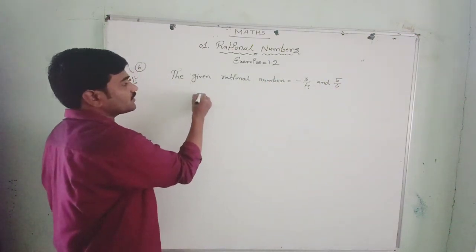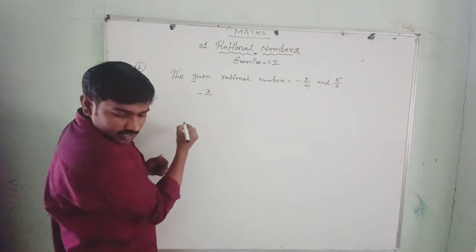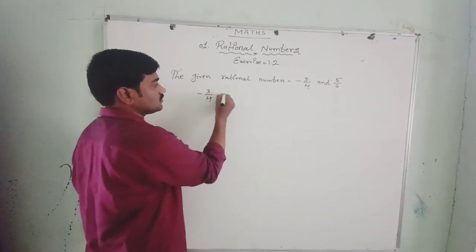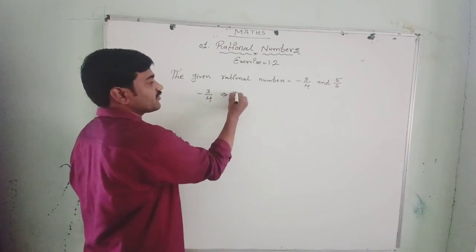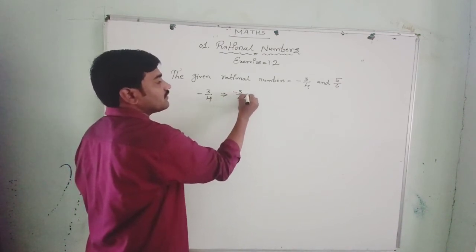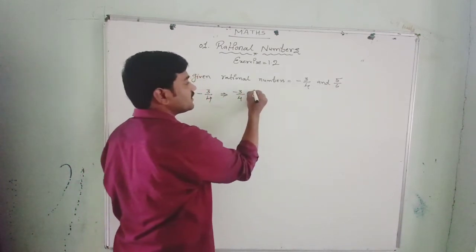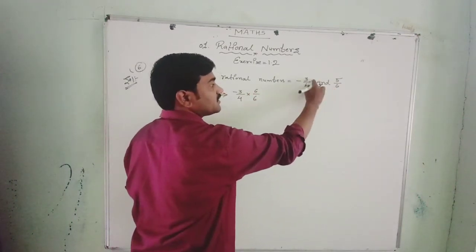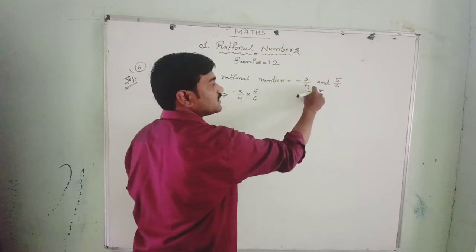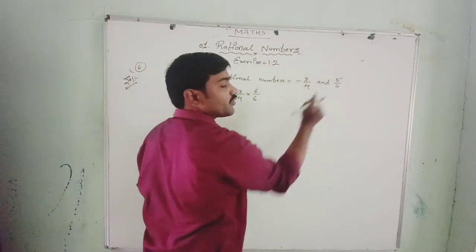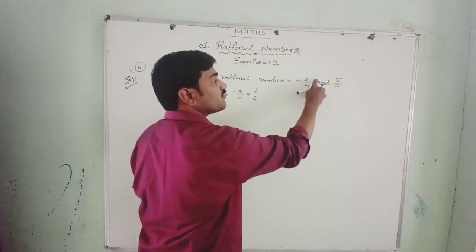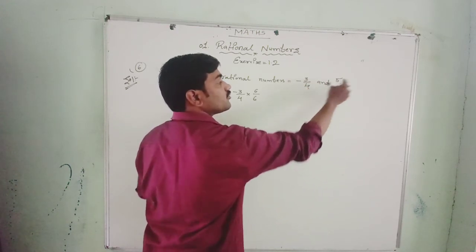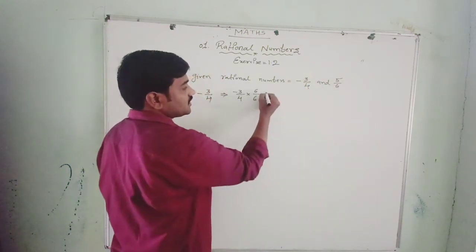So let us write now here minus 3 by... how many we have to write? 10. This minus 3 by 4 we write here as it is, into this denominator you take it, that is 6 by 6. First interchange the denominators. The second denominator you multiply to the first fraction and the first denominator you multiply to the second rational number or second fraction.